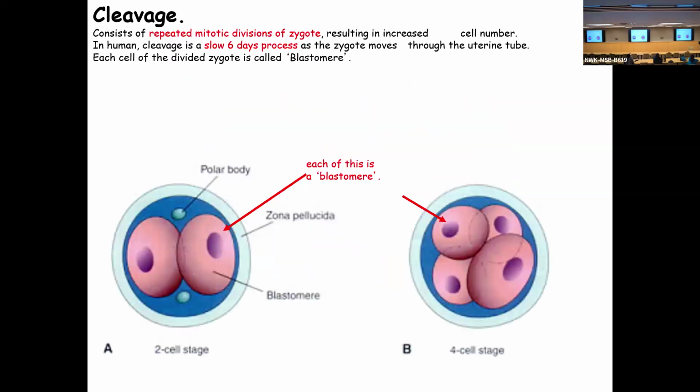We'll move into this, and this is again to show you the process of cleavage. It consists of repeated mitotic divisions of the zygote, resulting in increased cell number. In humans, cleavage is a slow 6-day process as the zygote moves through the uterine tube. Each cell of a divided zygote is called a blastomere. All these cells, these and these, are all identical or almost identical.